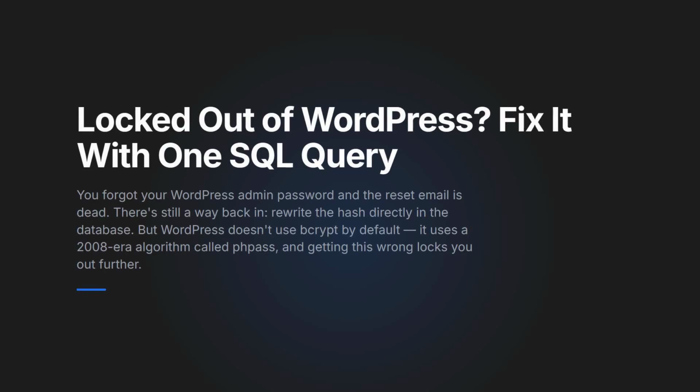You forgot your WordPress admin password, the password reset email goes nowhere, and you have a launch in 1 hour. There is a way out. You can rewrite the password hash directly in the database. But there is a right way and a dangerous way.